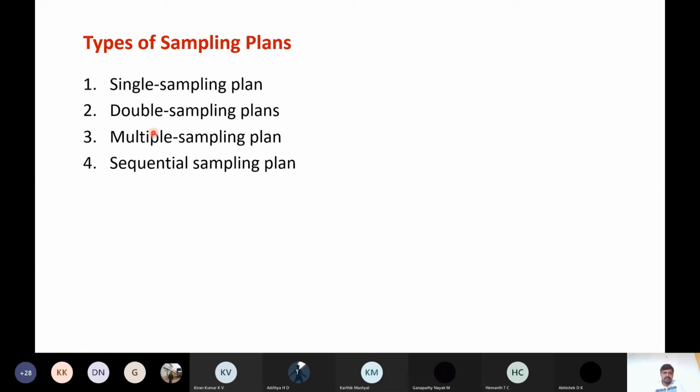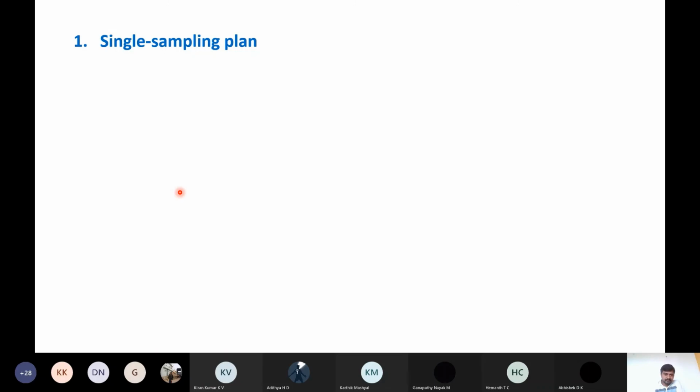In sequential also, it is the logical extension of multiple sampling, where you are going to pick samples one after the other. Every time you will pick one and you will evaluate the quality of that one unit. Then once again you will go on picking one more till you are satisfied that you have evaluated properly.